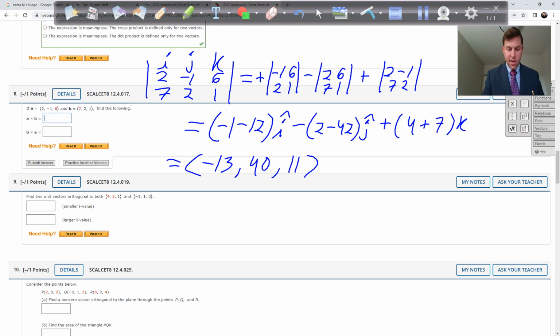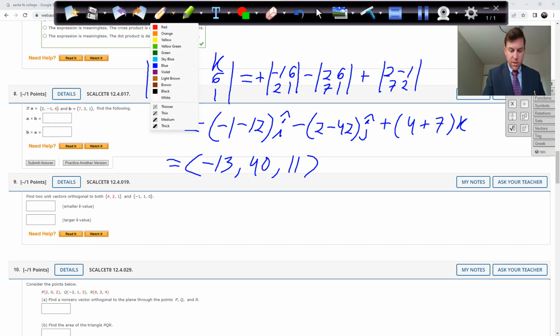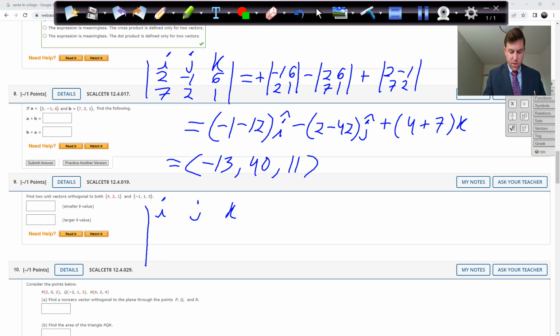Actually, I'll type that in a second. Okay, so let's do the other one. The other one they want us to do is IJK, reverse the order of these vectors. B cross A. Now, order does matter in vectors, and we'll see this in a second. So it's 7, 2, 1. B goes first now. Then A, 2, minus 1, 6.